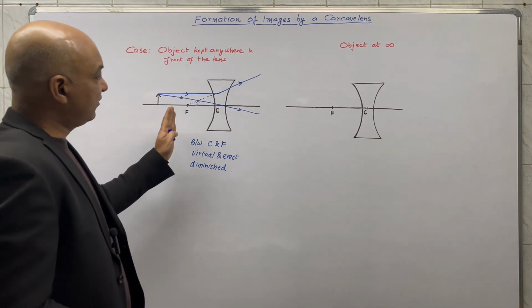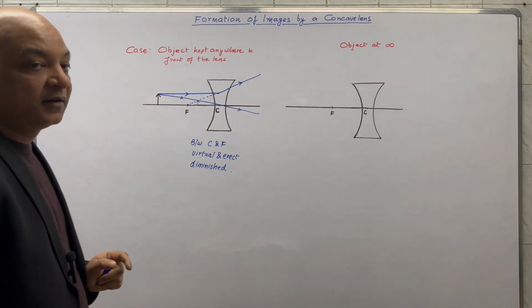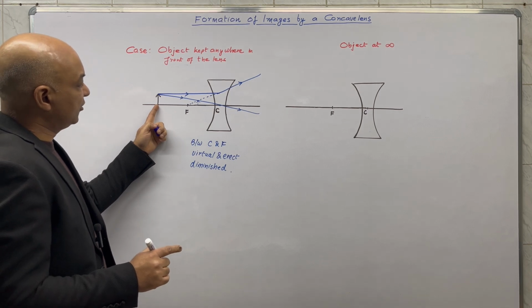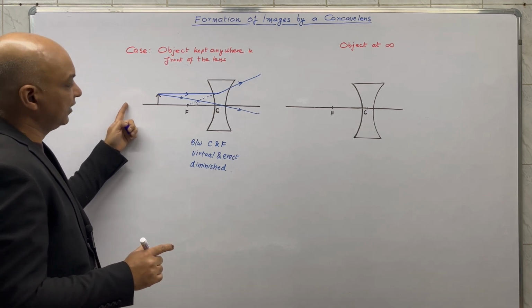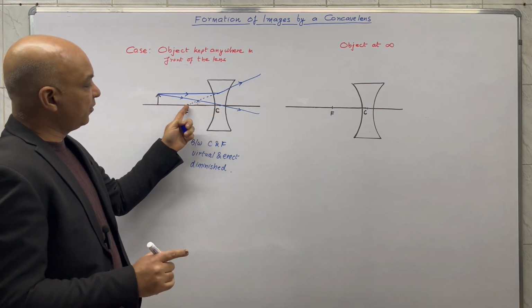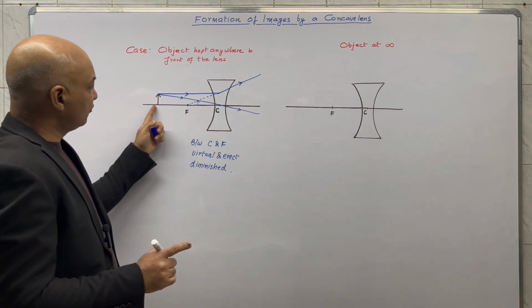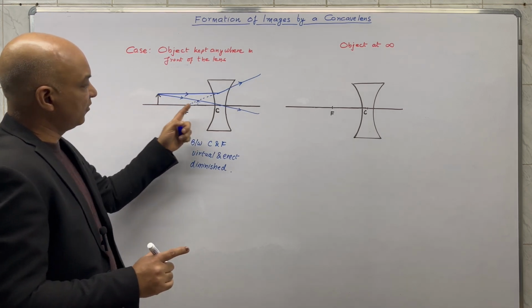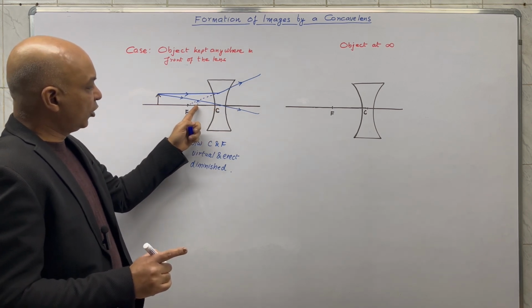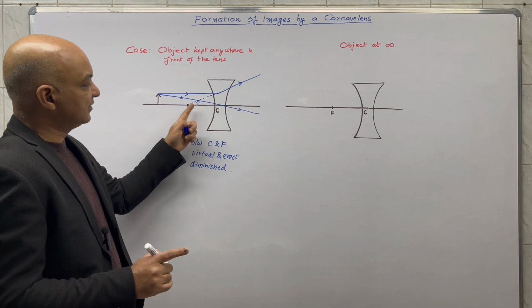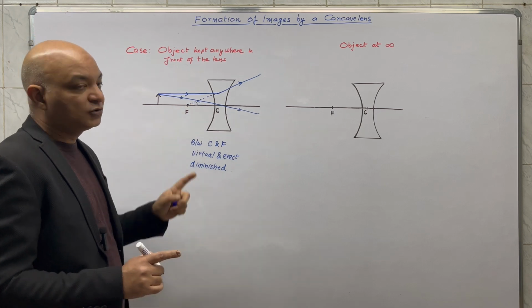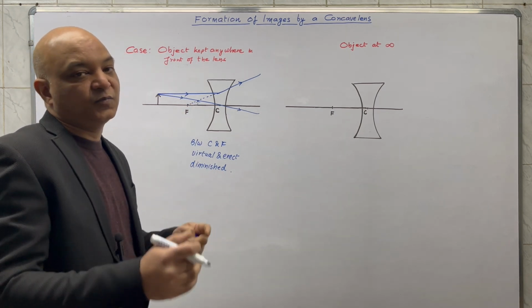Right. If I try to generalize this situation, that is, if I say that now instead of keeping the object here, if I move it even farther here, then the image will again be formed between C and F, but as I move the object farther from the optical center, then the image will become closer to the principal focus. That is, the image will keep on moving towards the principal focus and will also be getting smaller and smaller in size.